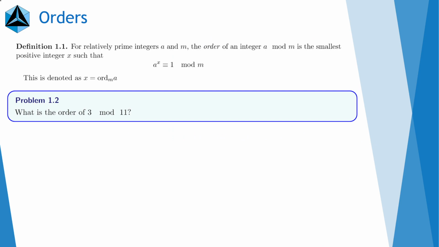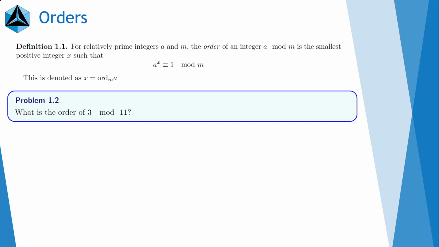So first, let's define orders. For relatively prime integers a and m, the order of an integer a mod m is the smallest positive integer x such that a to the x is congruent to 1 mod m, and this is denoted as x equals ord sub m of a.